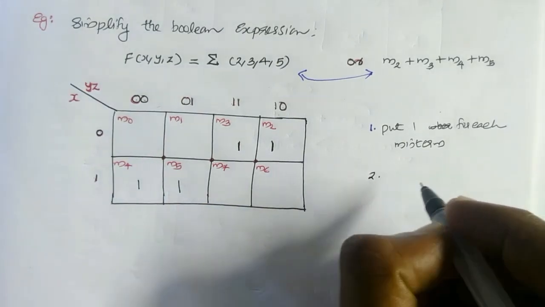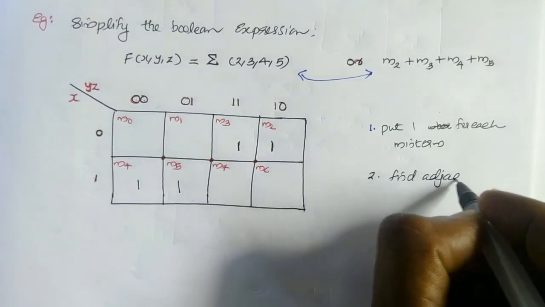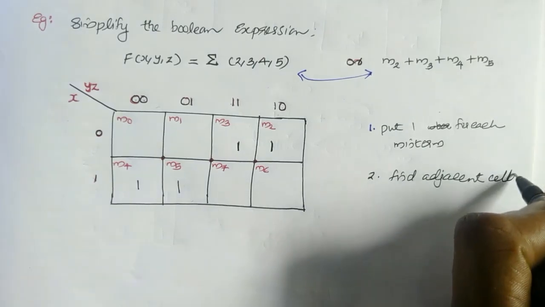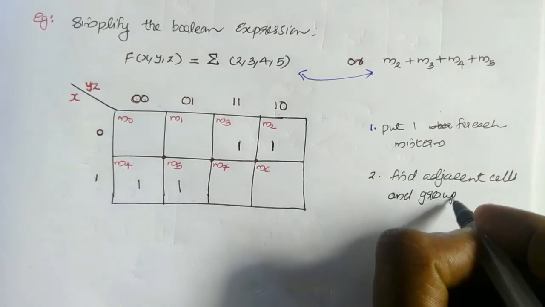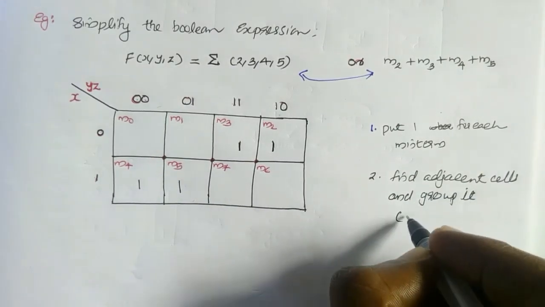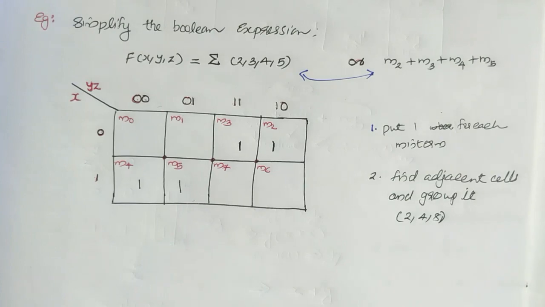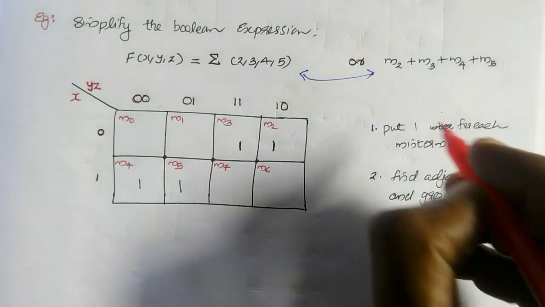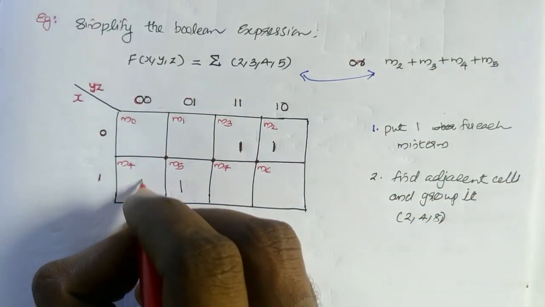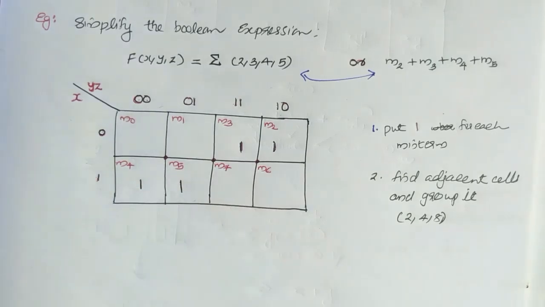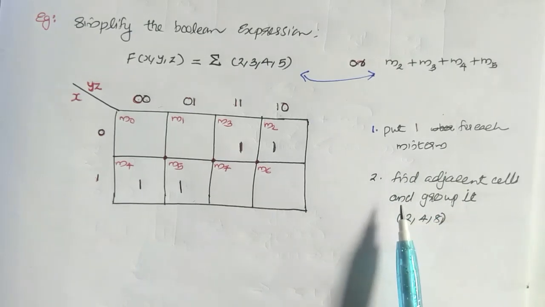And the second step is to find adjacent cells and group them, in groups of 2, 4, 8, etc. So we have already put 1 for each min term, like m2 here, m3 here, m4 here, m5 here. Now you have to find the adjacent cells and group them.